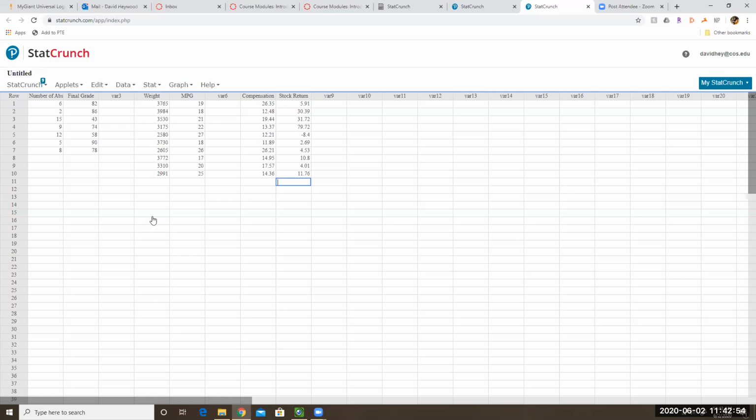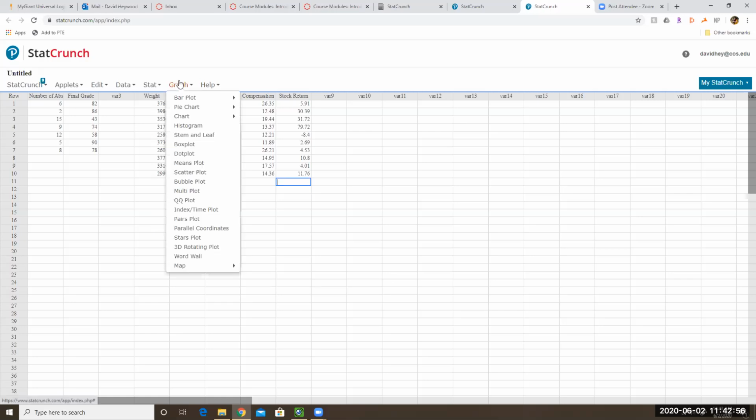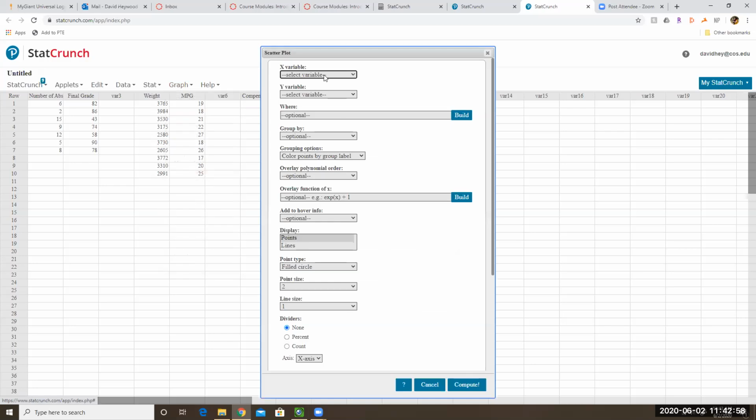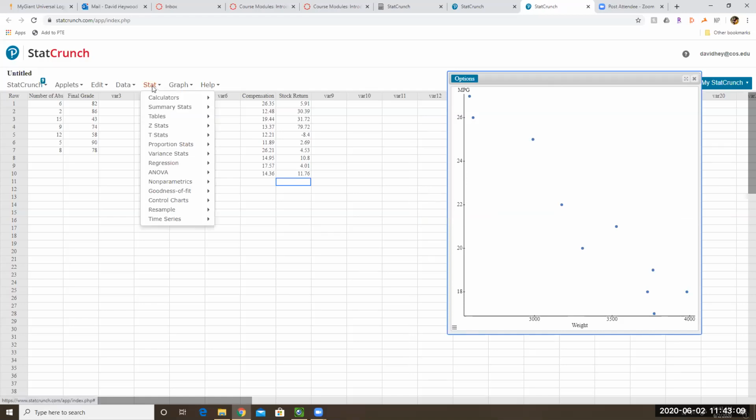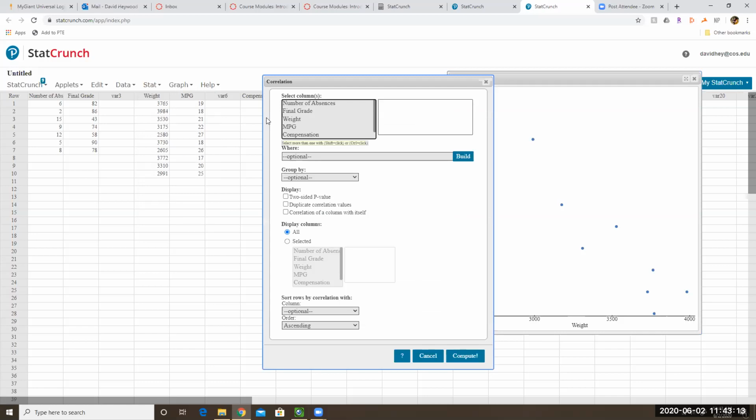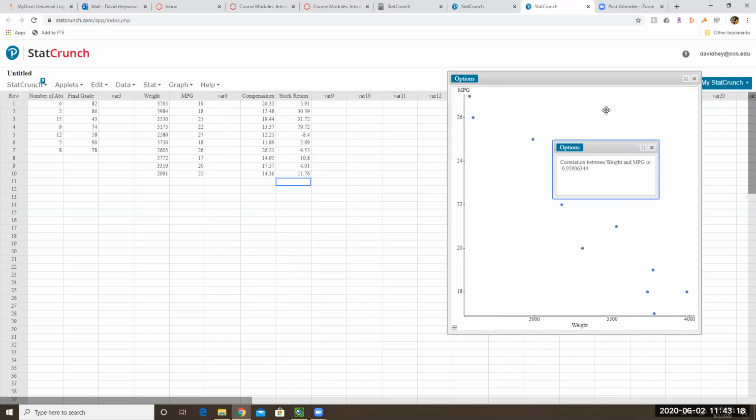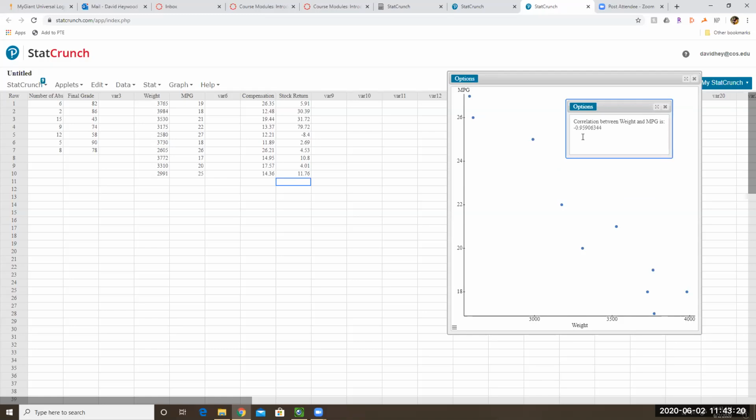First of all, if we want a scatter plot, we can go to Graph, Scatter Plot, and we want to compare weight and miles per gallon. If we want the linear correlation coefficient, we can go to Stat, Summary Stats, Correlation, and compare weight and miles per gallon. That looks like a pretty strong negative linear correlation, right?